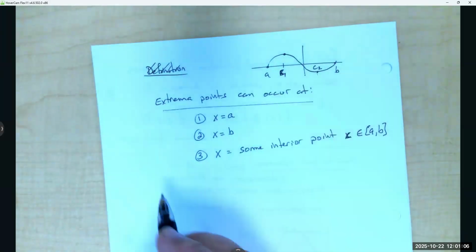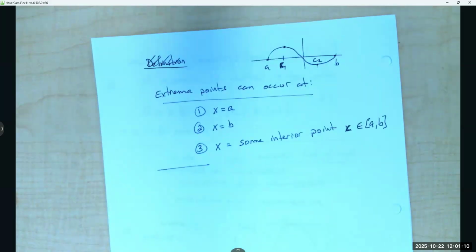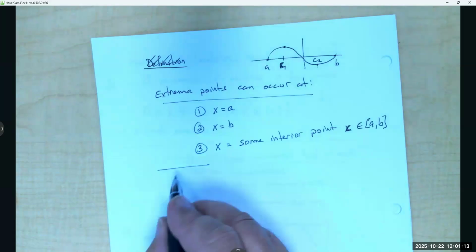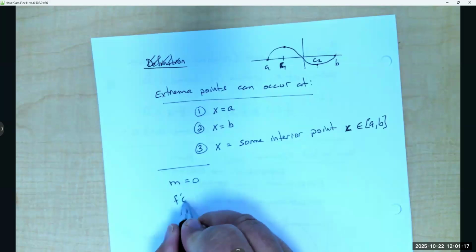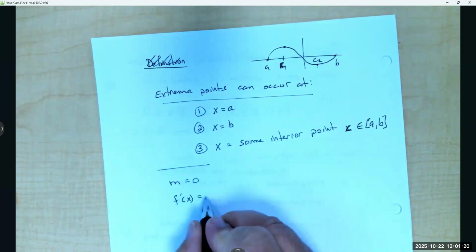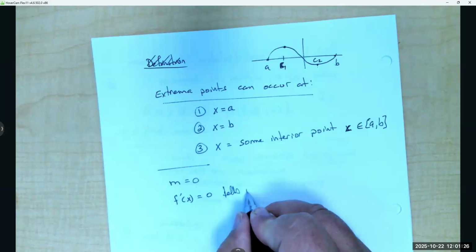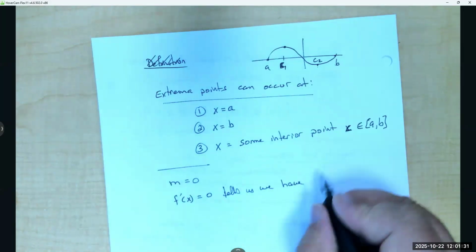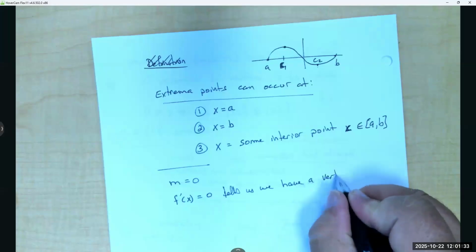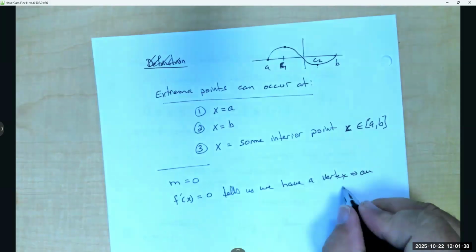So we know that already. Let's see how it relates to what we just learned. Slope is 0. The first derivative of the function equals 0. Tells us we have a vertex, which is an extrema.